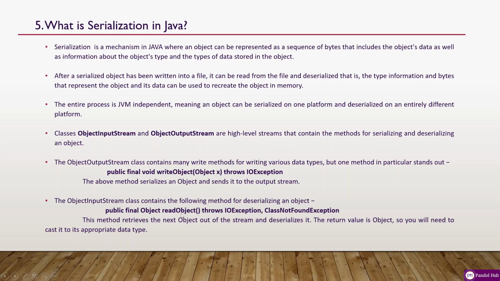So when you see while reading, for example, you have an employee object and you are serializing it. When you deserialize it, you don't get an employee object. It is a generic object where we need to typecast it to the appropriate data type that we need. This method retrieves the next object out of the stream and deserializes it. The return value is Object, so you will need to cast it to its appropriate data type.